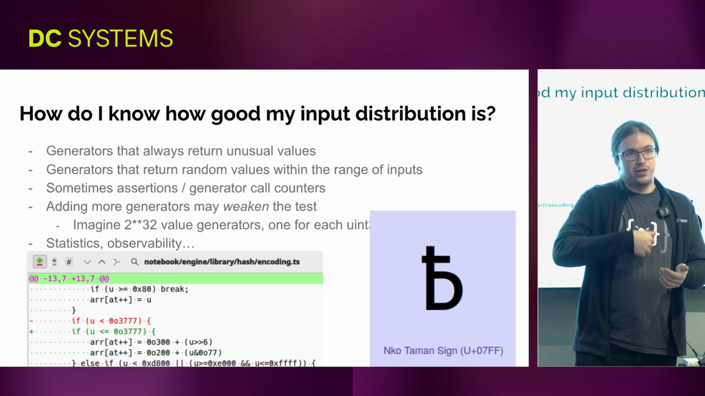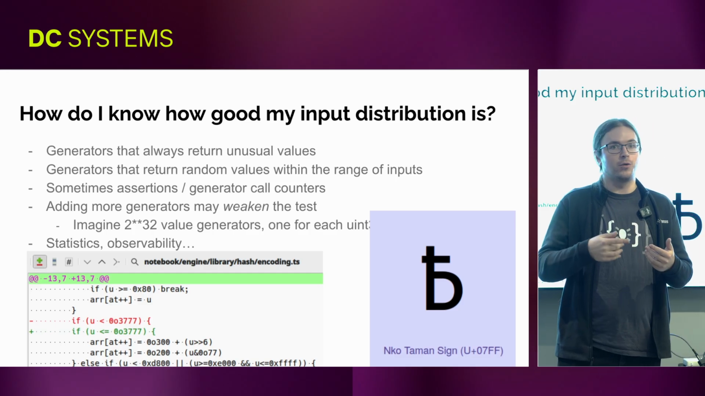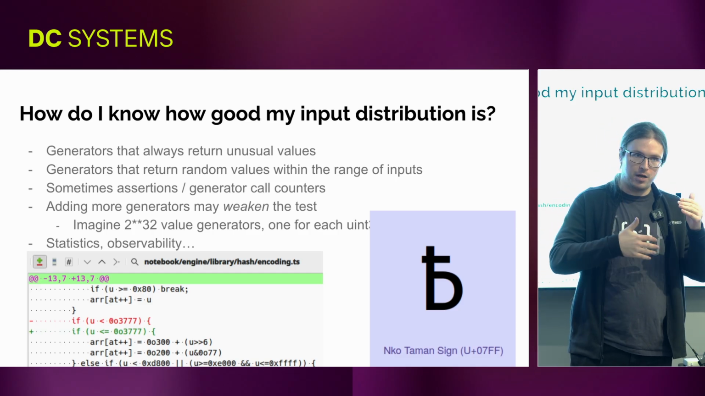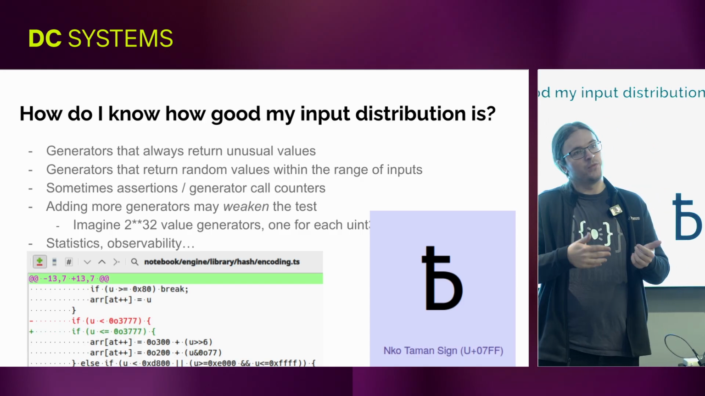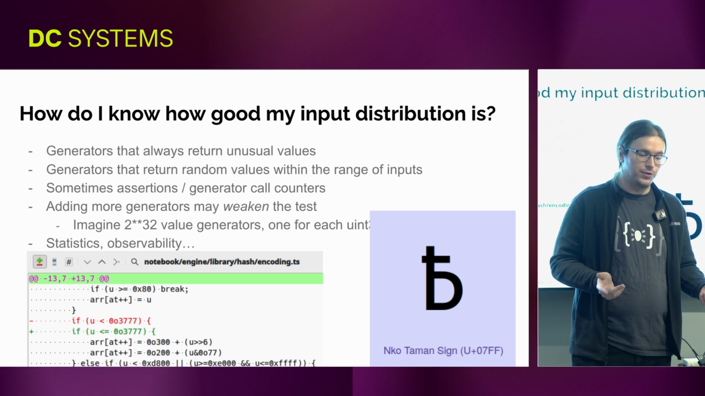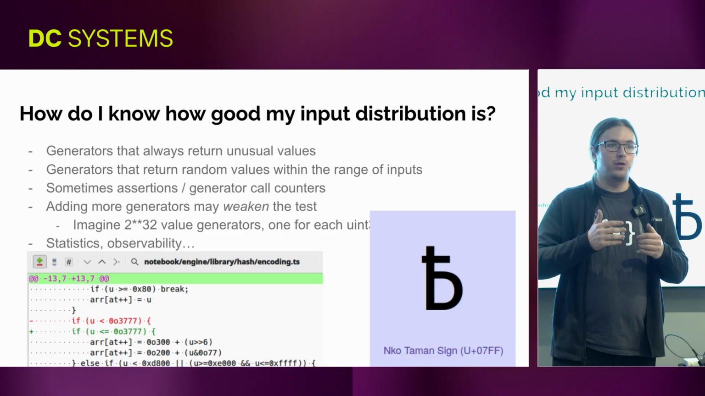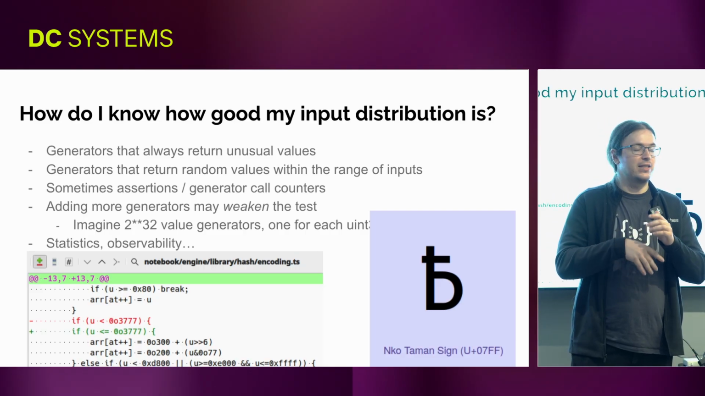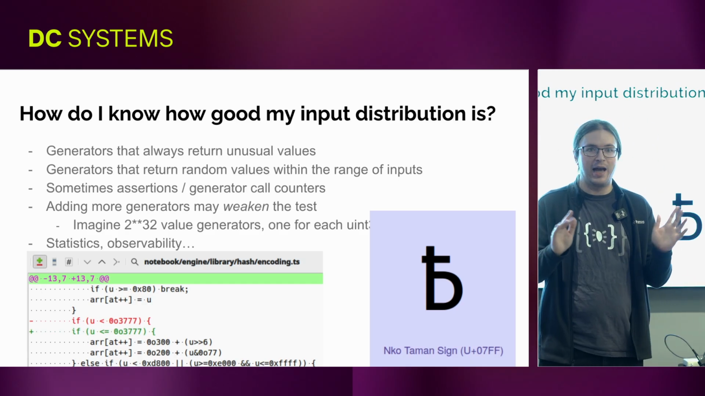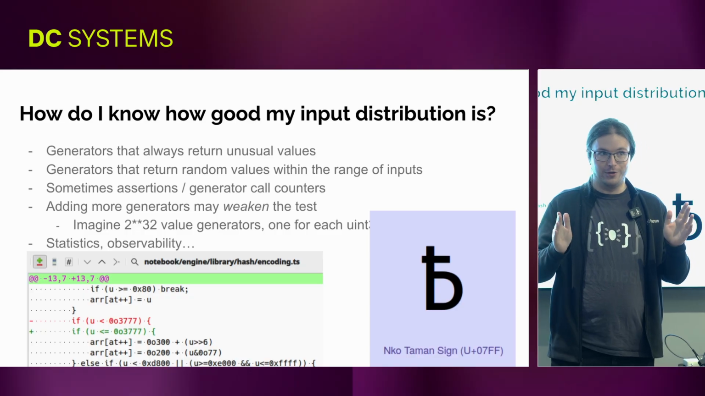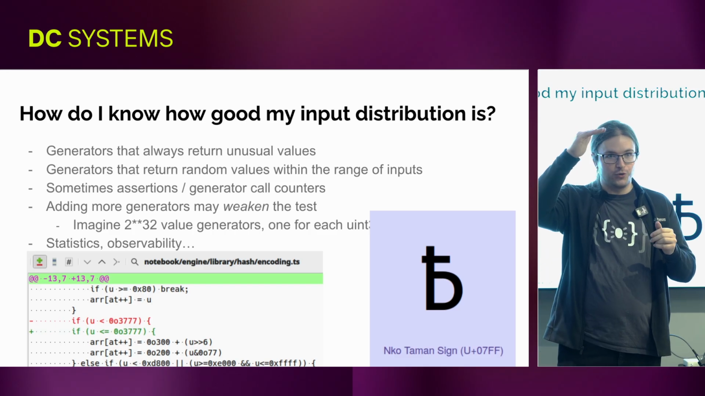We can use sometimes assertions and generator call counters. Every generator has a sometimes assertion embedded in it. So when our tests end, we get a readout of here's how many times we hit each of these generators. And if that number is 0, okay, we probably want to tune that. If that number is 10 instead of 1,000, we probably want to tune that as well. But adding more generators, and this is kind of counterintuitive, can actually weaken the test. Let's say you're testing a function like equality hash that can take a totally arbitrary value. So you have some any value whatsoever generator. And you add 2 to the 32 generators to that any value type, one to produce every uint32.